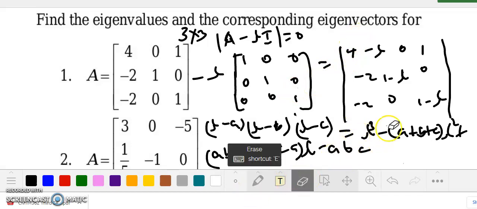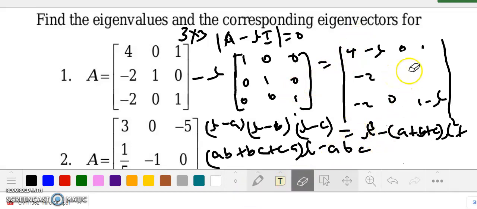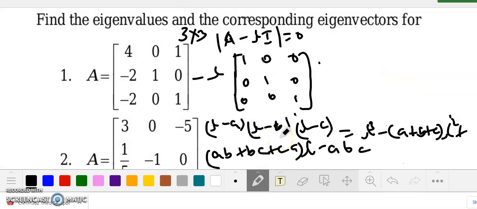So let's get some space here. In this matrix, let's start with the first one. We have a plus b plus c. So a plus b plus c will simply be 4 plus 1 plus 1. And we know that 4 plus 1 plus 1 will give us 6.